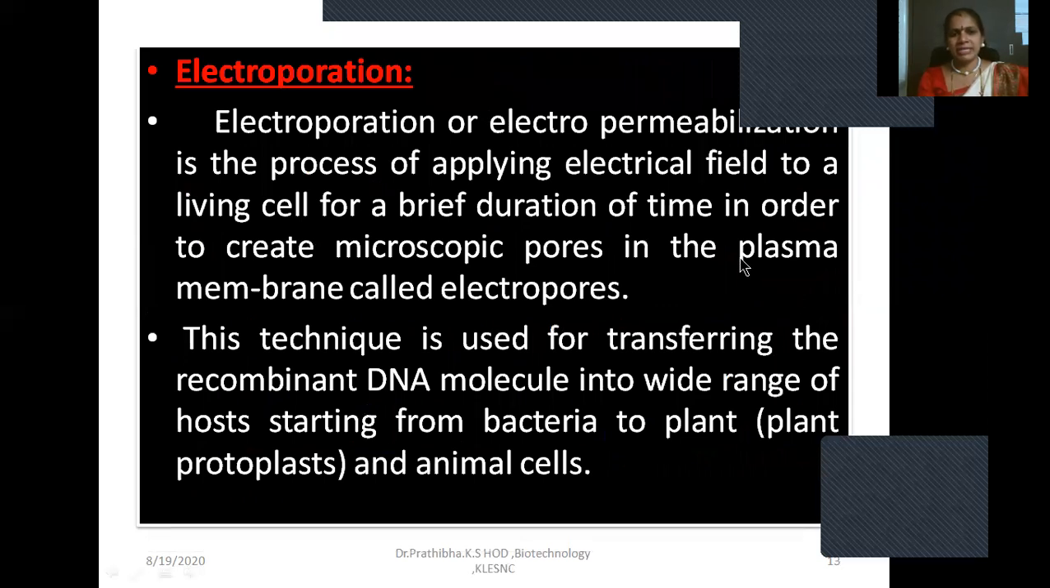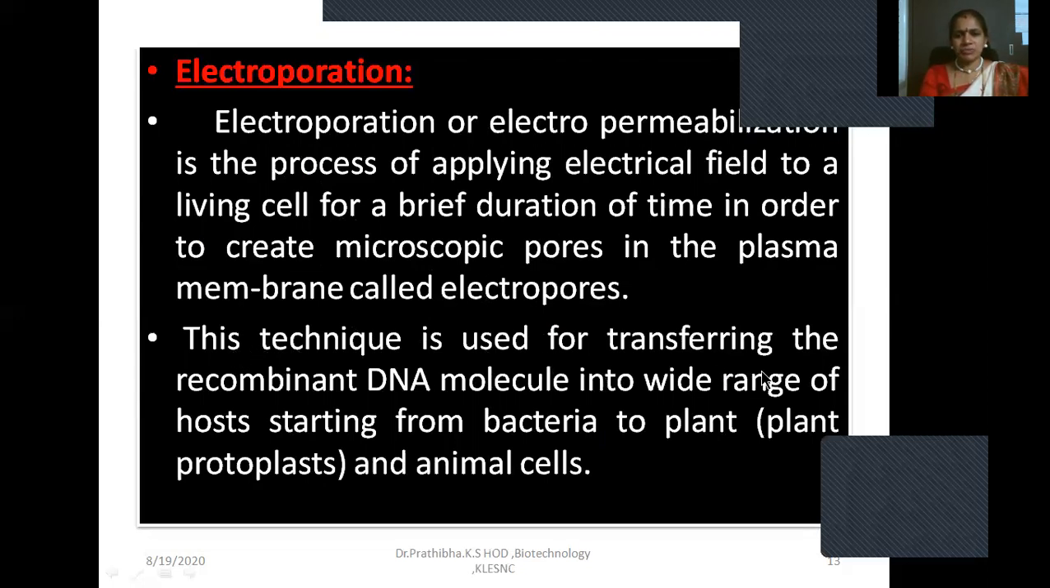Now let us go through the electroporation. Electroporation or electropermeabilization is the process of applying electric field to a living cell for a brief duration of time in order to create microscopic pores in the plasma membrane called electropores. As the name suggests, here we are going to make transient pores or temporary pores within the host cells by applying the electric field or electricity or by using the voltage.